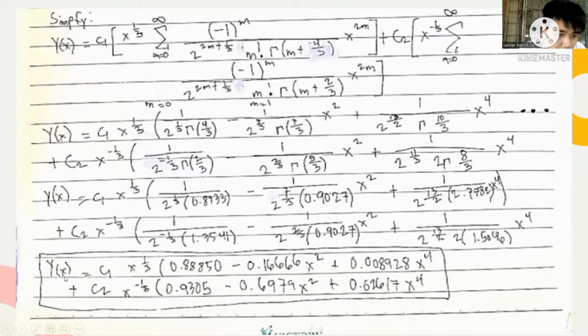At ito yun, yung y of x equal to c1 x^(1/3) open 0.88850 minus 0.16666 x squared plus 0.008928 x raised to 4 plus c2 x^(-1/3) open 0.9305 minus 0.6979 x squared plus 0.62617 x raised to 4. Yun yung final answer na nakuha natin.